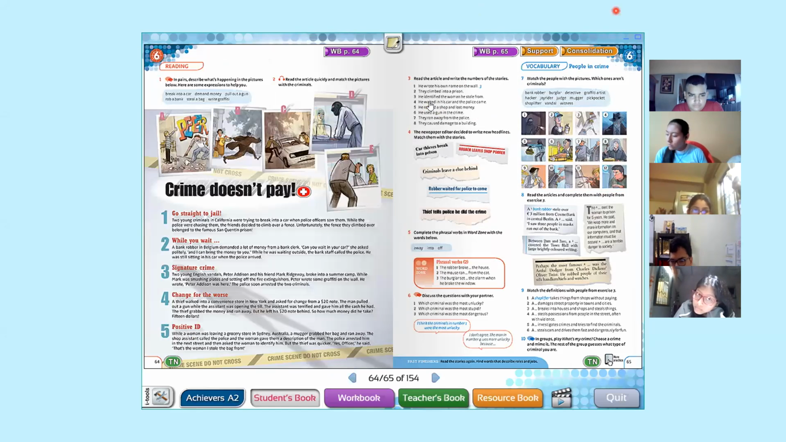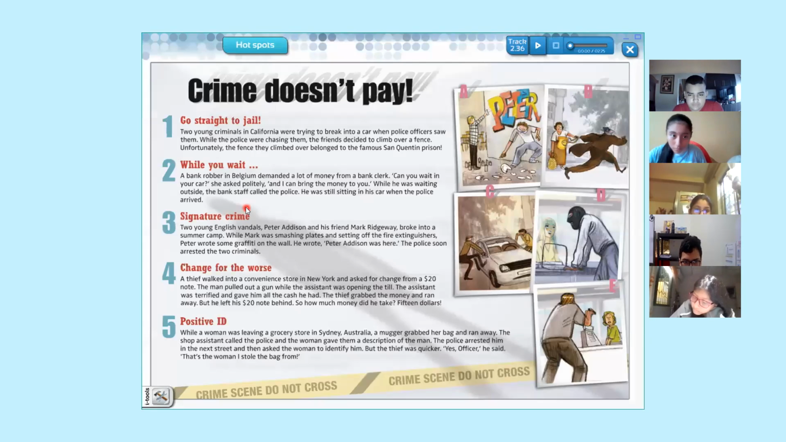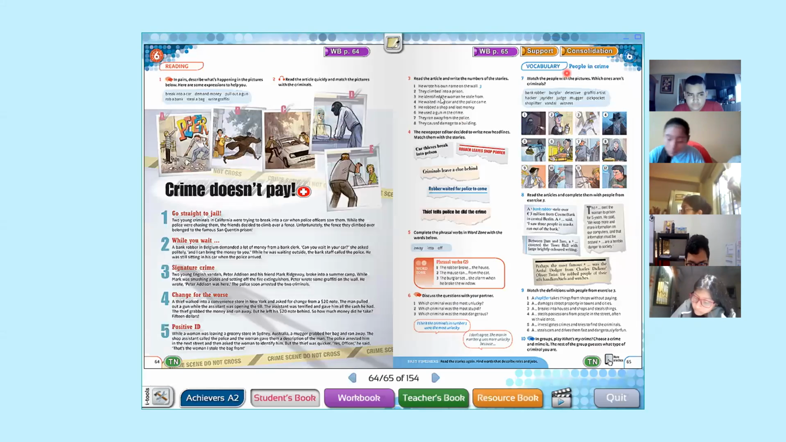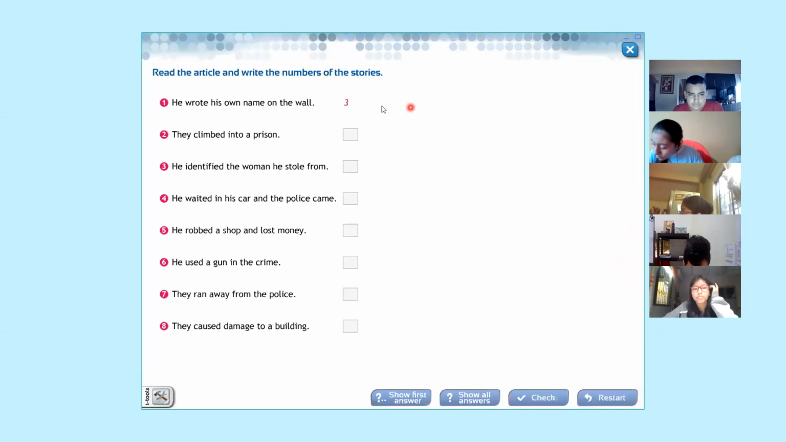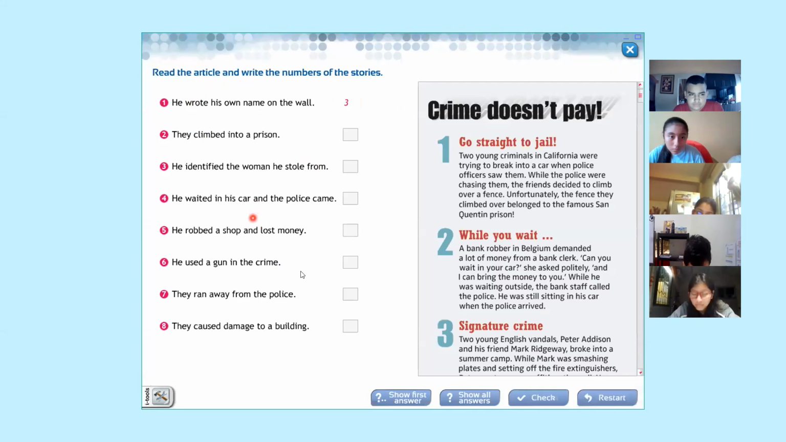Using this vocabulary, you are going to listen and read the information about Crime Doesn't Pay. Here you are going to listen and read some of the words that you have in the vocabulary. Attention, after listening and reading Crime Doesn't Pay, you are going to answer activity number 3. You are going to number according to the stories, okay?